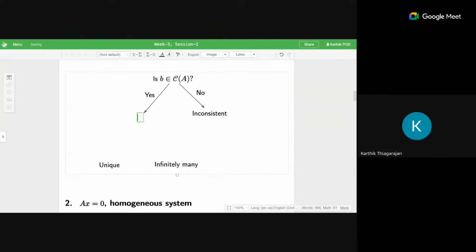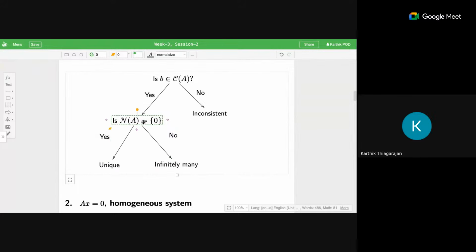So is N of A equal to the trivial subspace 0? Okay, if the answer is yes, then what can you say? Consistent solution. Yeah, it is consistent, but is it infinite or unique? Unique. Unique, right?